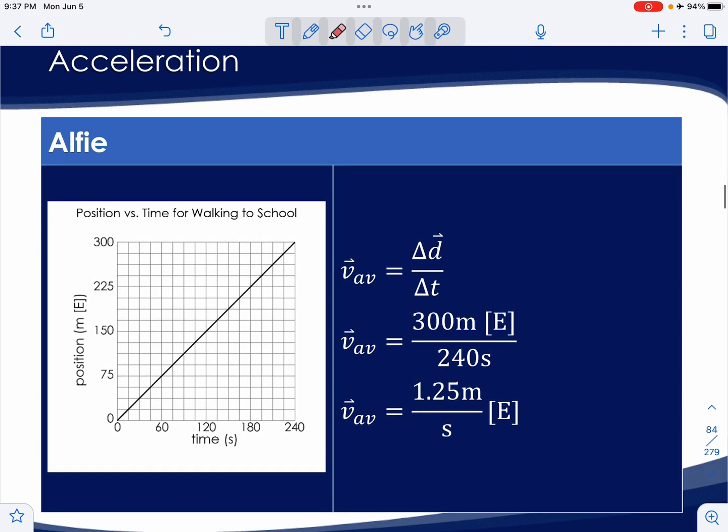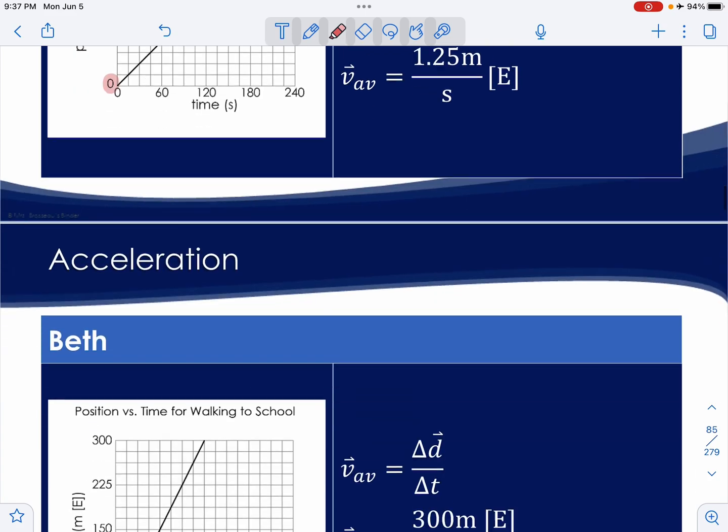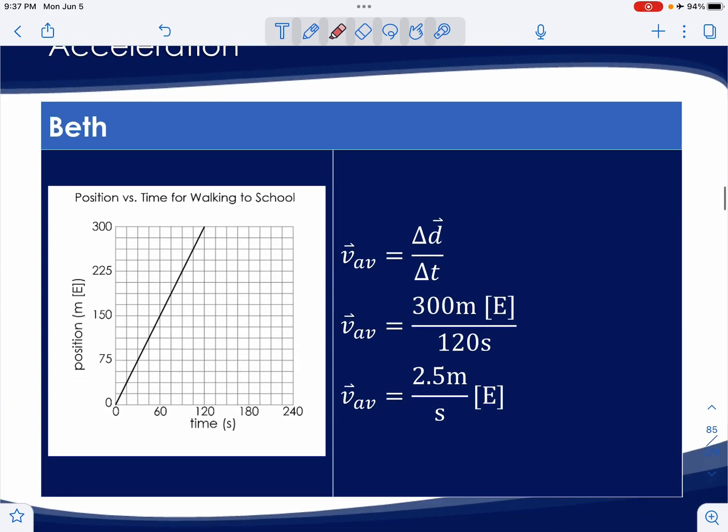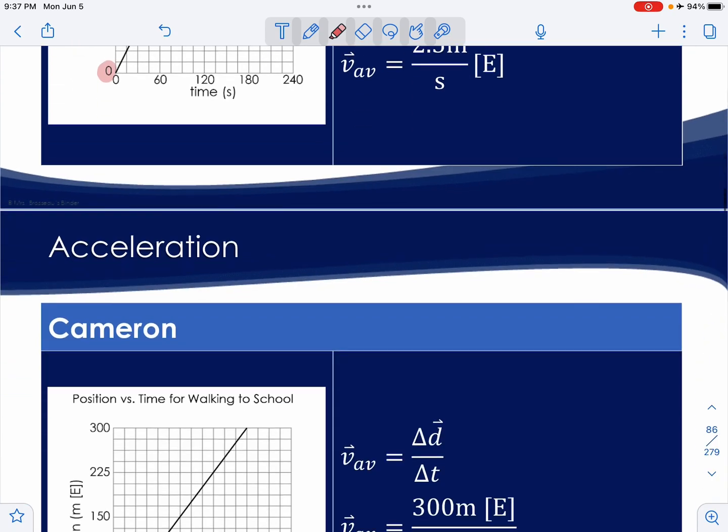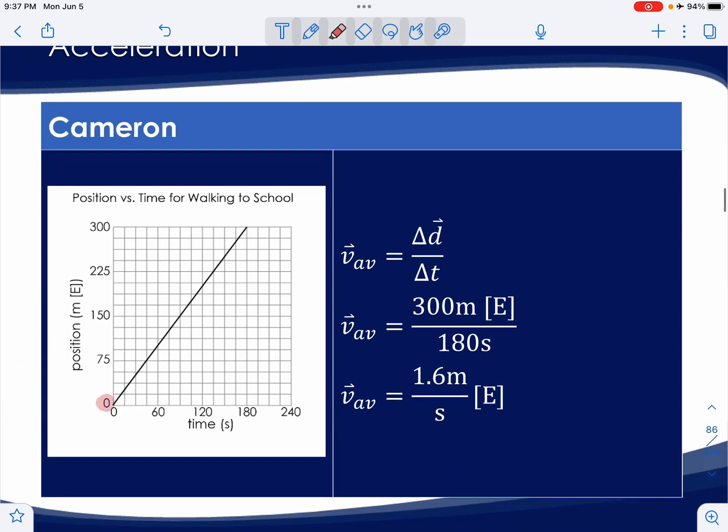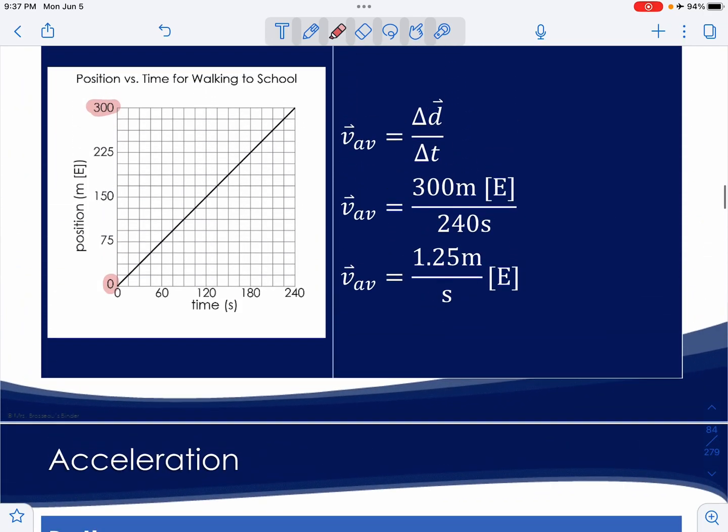So first we have Alfie. Alfie walks to the school, which is 300 meters east of his home. And you can see that Beth, she does the same thing. She walks to the school that's 300 meters east from her home, and so does Cameron. So you can see they all travel the same distance. But now let's look at their time.